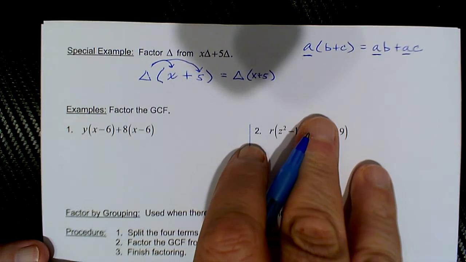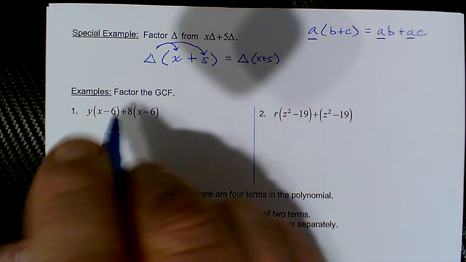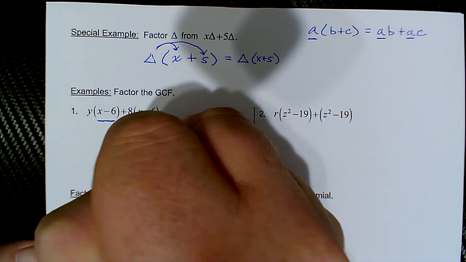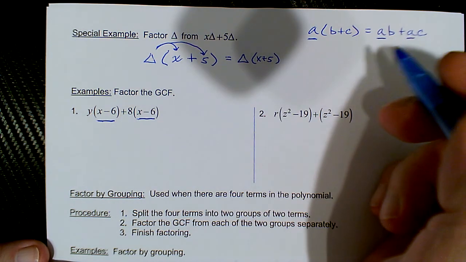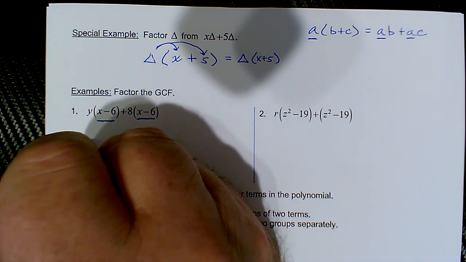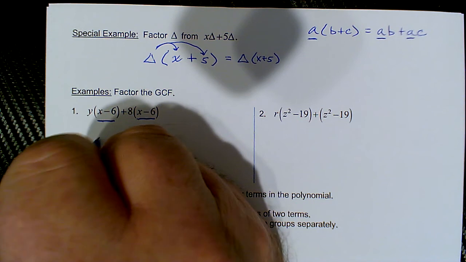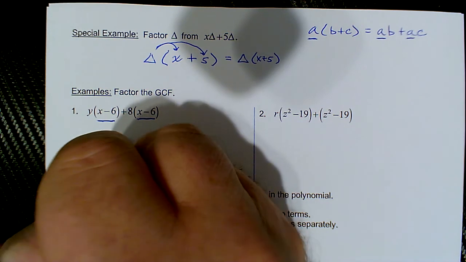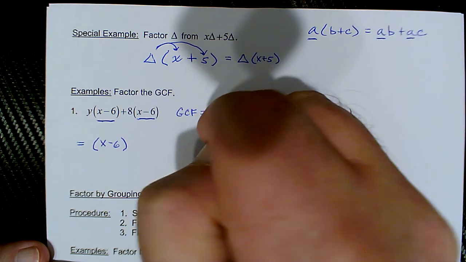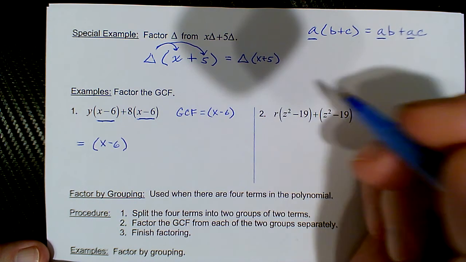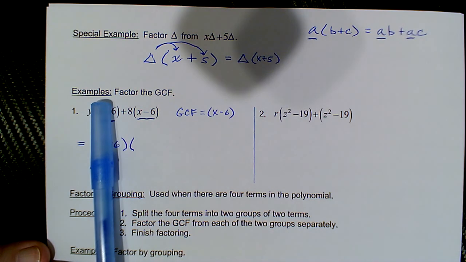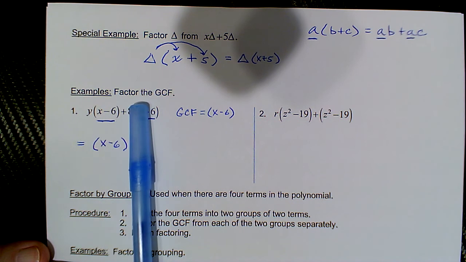Now, if you look at this example, we have this binomial x minus 6 that's common. So that behaves as the triangle. And we could pull that out. So just write it down, because the greatest common factor is the binomial x minus 6. And then the leftover pieces, you just cover up the x minus 6's. You need a y and you need an 8. So y plus 8.